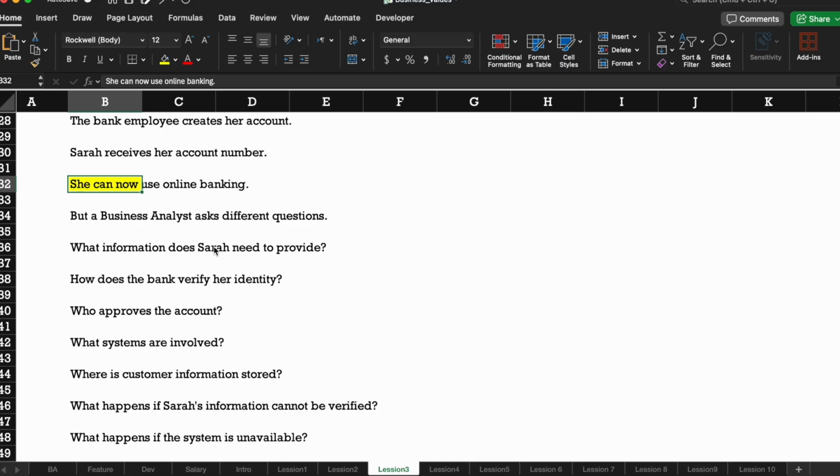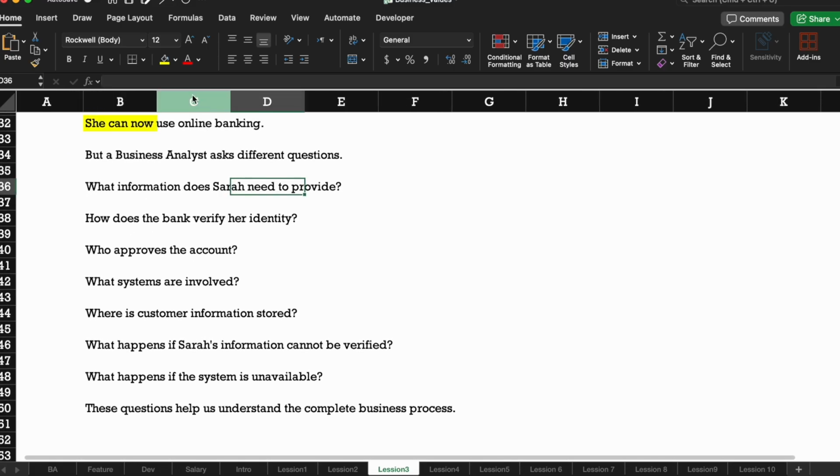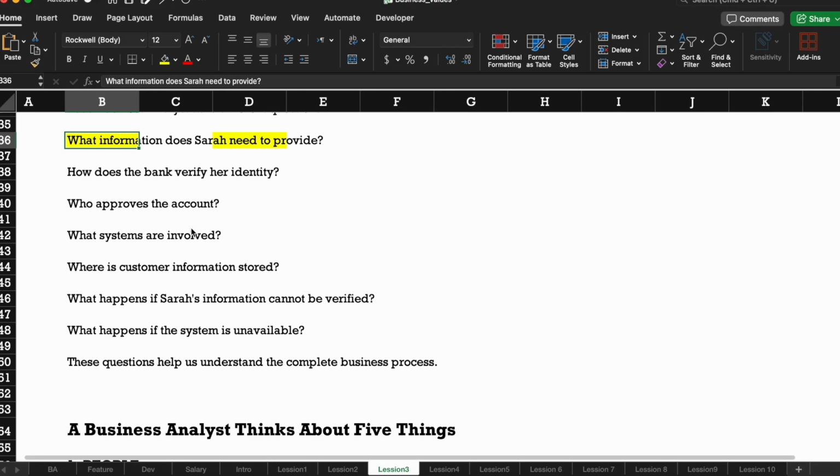But a business analyst asks different questions. What information does Sarah need to provide? Let me highlight this information. How does the bank verify her identity? It's not like anyone can give their information and the bank gives an account number. That's not the case in the real world. Who approves the account? What systems are involved? Where is the customer information stored?